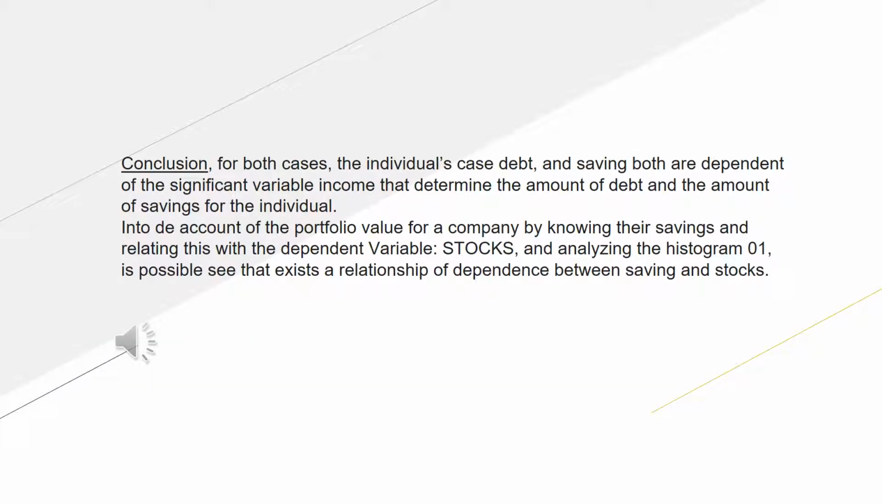Conclusion. For both cases, the individual's debt and savings both depend on the significant variable income, which determines the amount of debt and the amount of savings for the individual. Regarding the portfolio value by knowing their savings and relating this with the dependent variable stocks, and analyzing histogram 01, it is possible to see that there exists a relationship of dependence between savings and stocks.